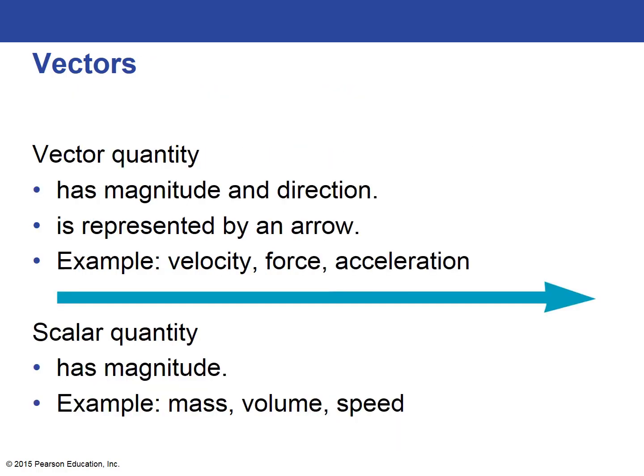Now, this slide is really just a review or repetition of what we've already said. We have vector quantities and we have scalar quantities. The only thing I would add is that the scalar quantities, in this case mass, volume, and speed, are all positive quantities. You can't have negative mass, negative volume, or negative speed. Those quantities are all positive, and those are called scalars, whereas velocity, force, and acceleration are all vectors.